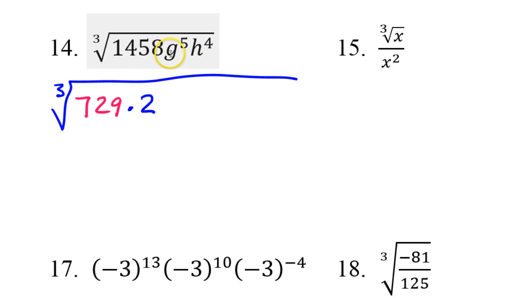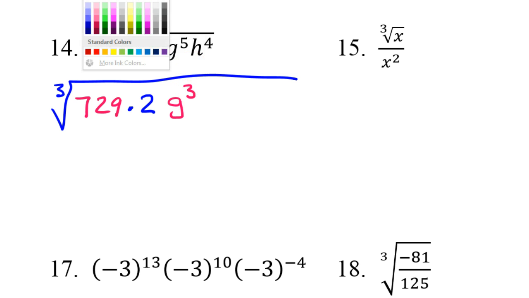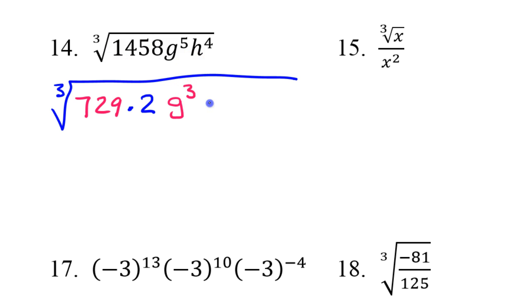Now, g to the 5th power. 5 is not divisible by 3, so I cannot leave it alone. I need to take this and split it up as well. So I can split up g to the 5th power into g to the 3rd power with how many extra g's left over? 2. Okay, I'm putting the g to the third power in pink because I'm going to divide 3 divided by 3. This is ready to go now.